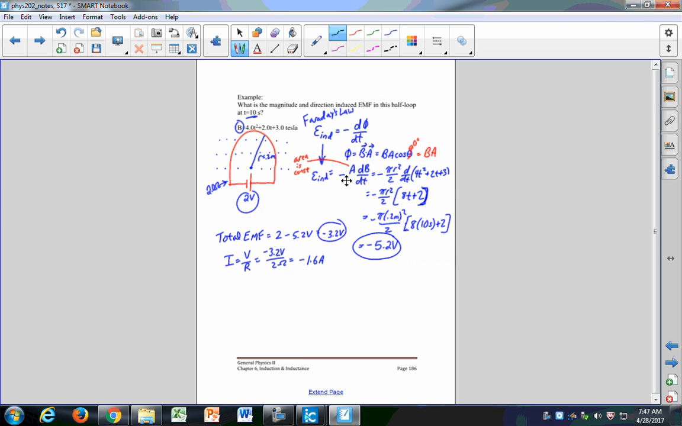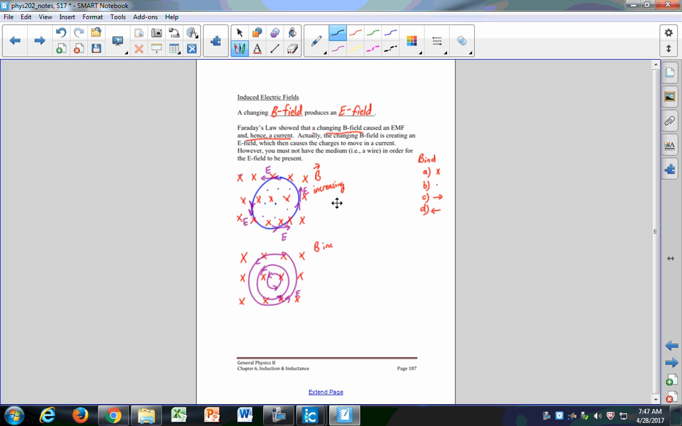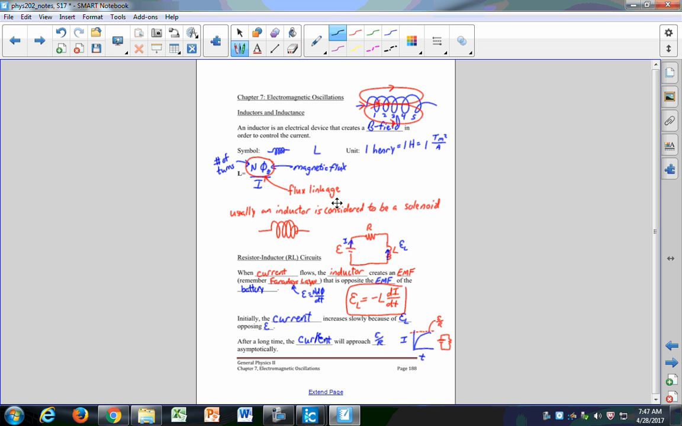We did an example here. I think there's a similar example, but you could see something like this where you have to take the derivative of the magnetic field function B with respect to t, how the magnetic field changes with time. Induced electric fields, that's sort of it.